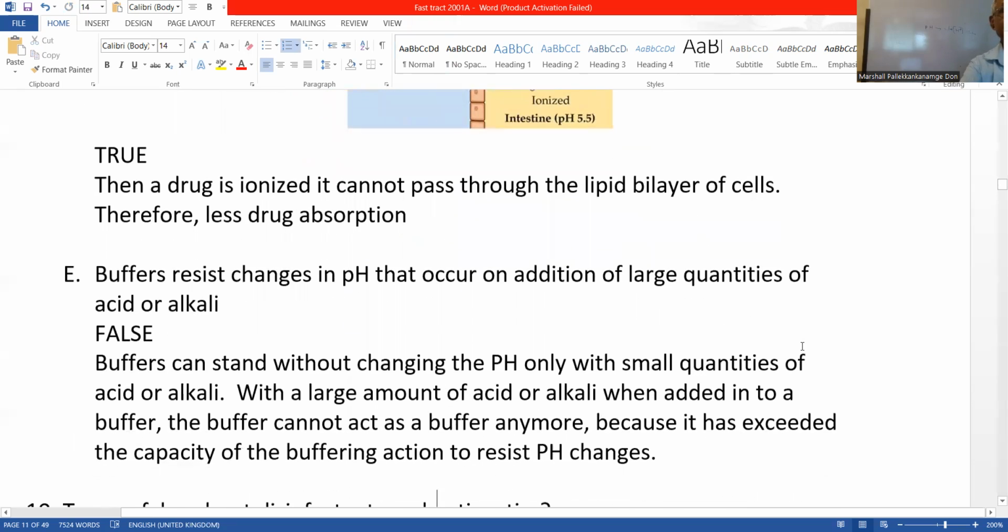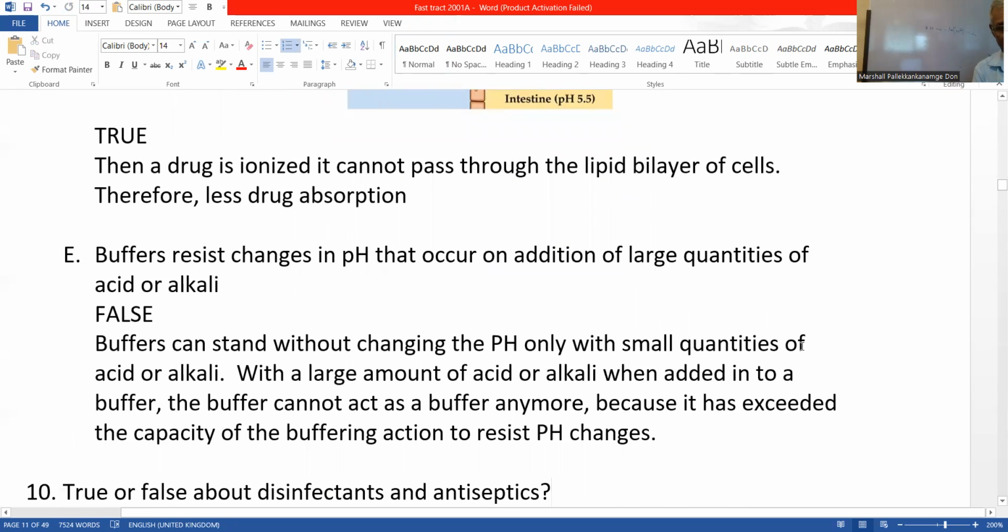Buffers resist changes in pH that occur on addition of a large quantity of acid or alkali. We all know that buffers can resist the addition of alkali or acid if they add a small quantity. Large quantity means buffer capacity will be over and then it is no more a buffer. Small quantities, not large quantities.